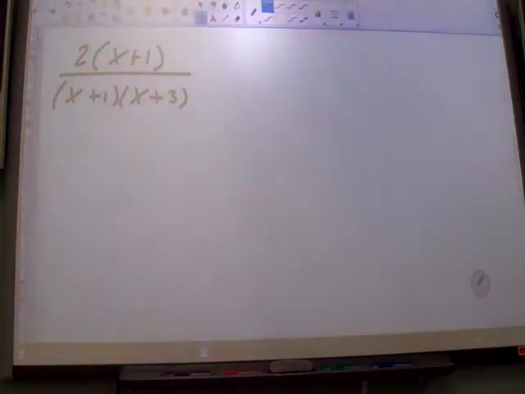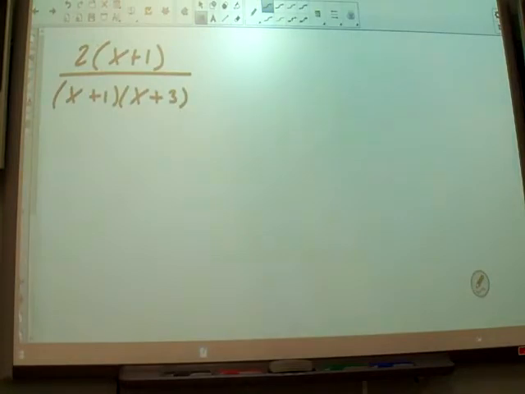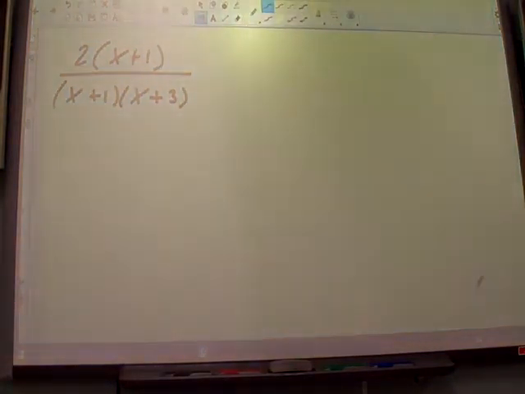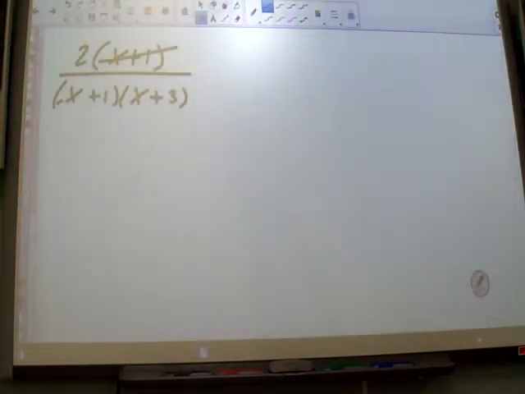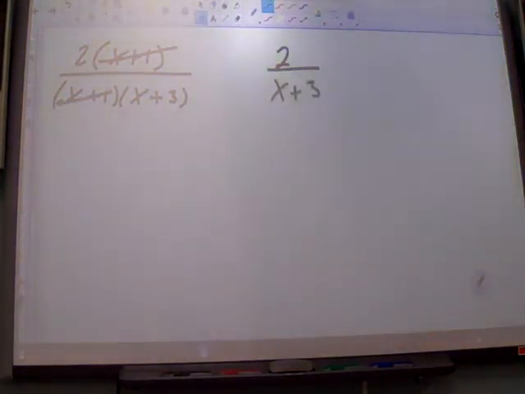Okay, so all you have to do on this one, they've already factored the top. They took a 2 out. They already factored the bottom. So what time is it? Ninja time. All we got left on the top is a 2. And on the bottom, an x plus 3.